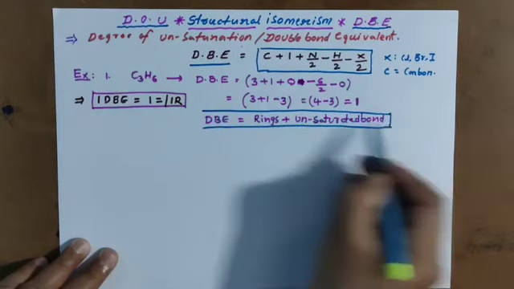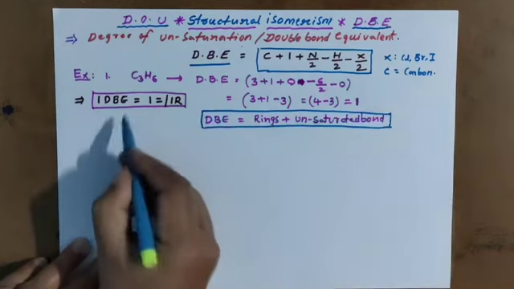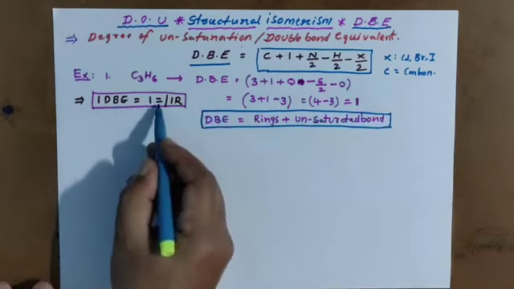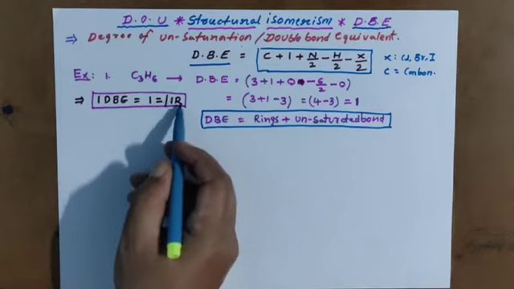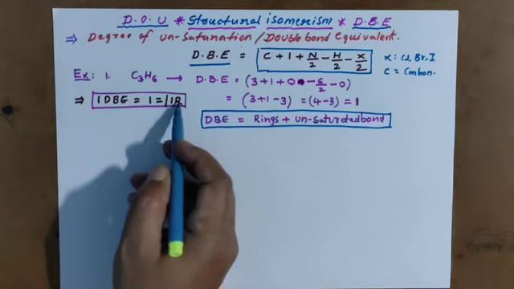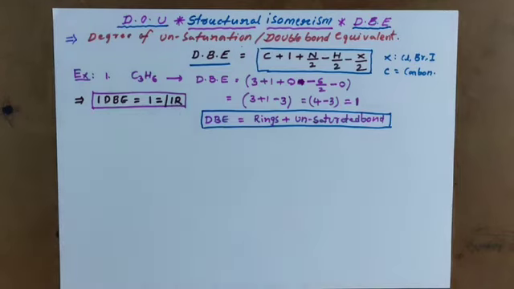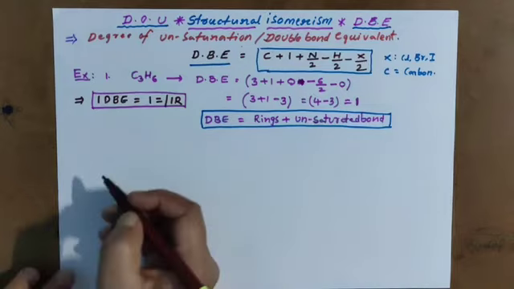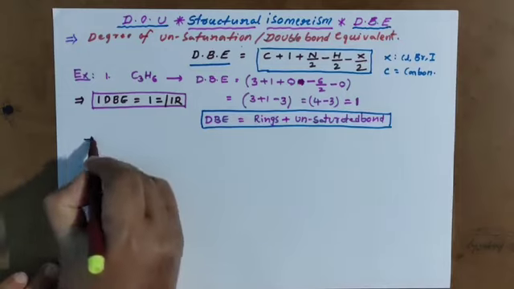So how to know, I have given here already: 1 DBE is equal to 1 double bond or 1 ring. Let me see how it will be possible in this compound. 1 double bond possible, 1 ring possible. Now I am taking the structures.